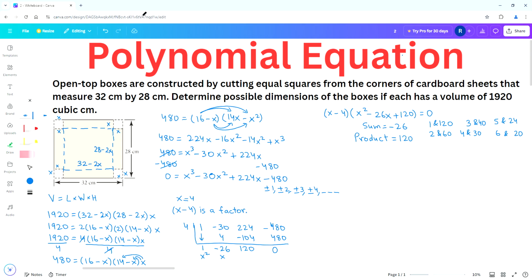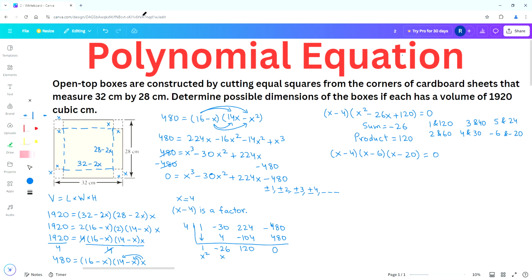We can get the sum of negative 26 by making both of these numbers negative. So the numbers we are looking for are negative 6 and negative 20. We can write the quadratic expression in factored form as this is the fully factored form of the equation.